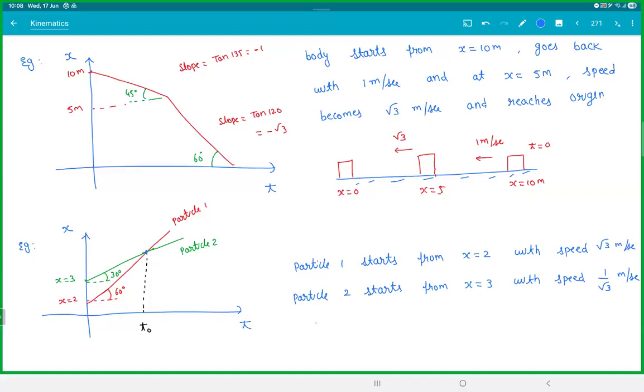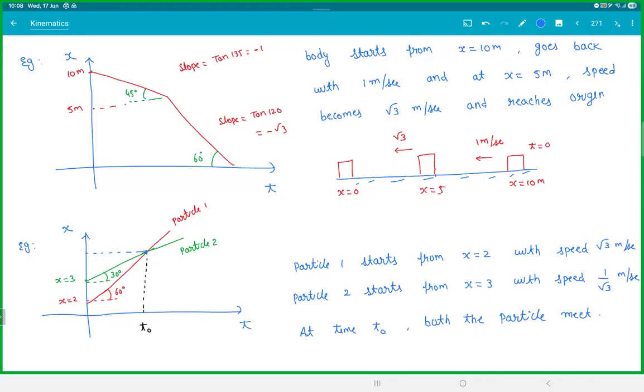Look at this point here. At t is equal to t naught, we can find both the particles meet. That is a time when both the particles have same x coordinate. That means both are side by side. Yeah, that much you can get.